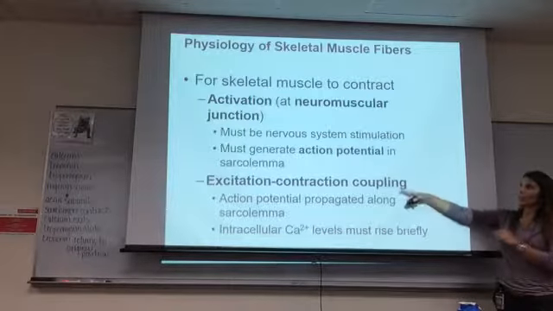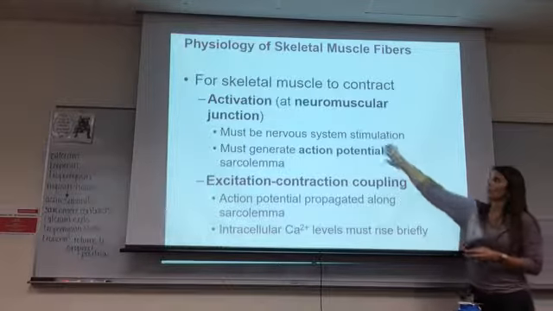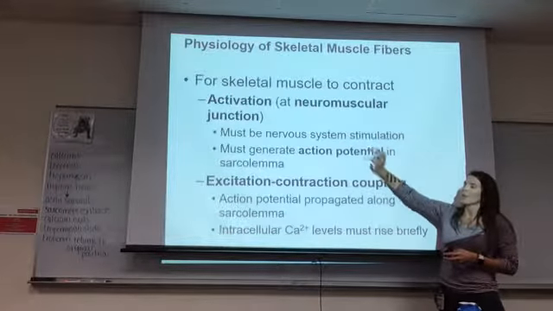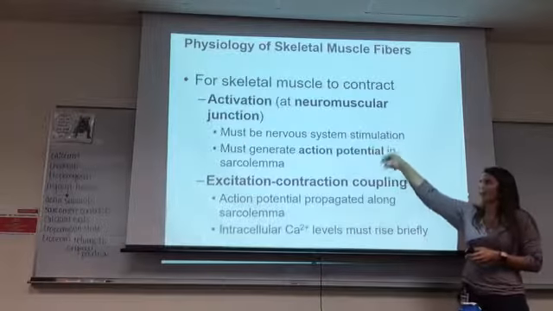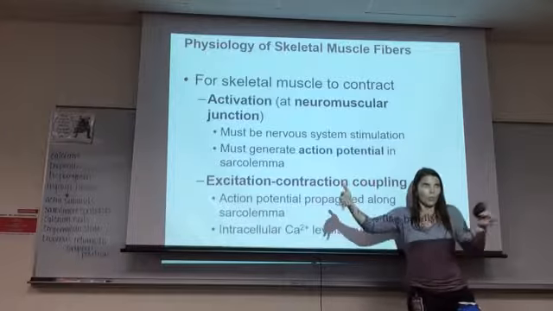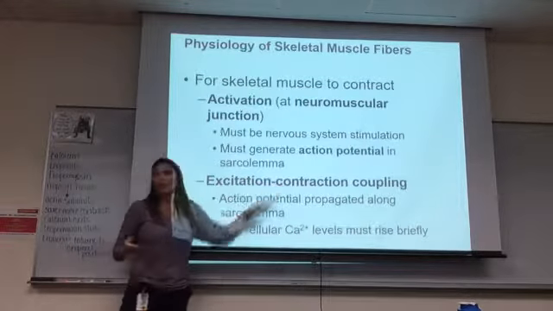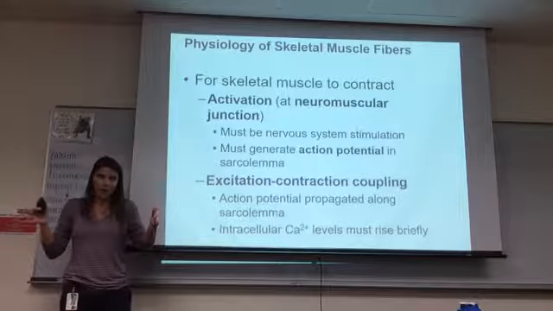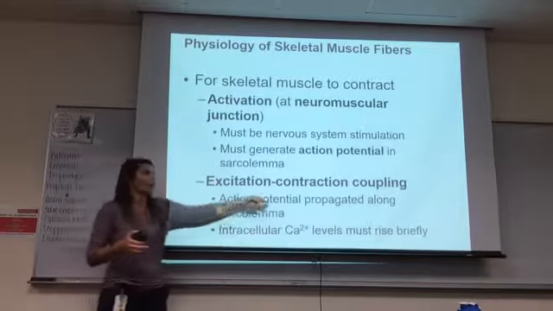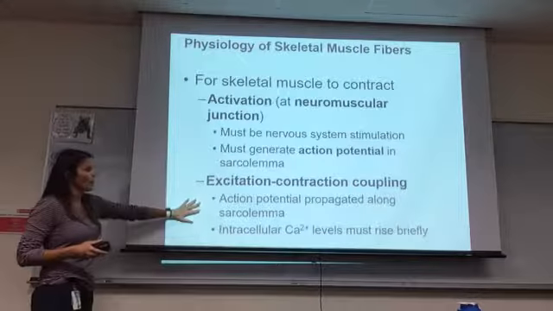Anyways, action potential, excitation, contraction, coupling. When you send that nervous system stimuli, that action potential, that's the excitation. The contraction is what we just covered. So the excitation is the electricity, the contraction is the sarcomere contracting. And they have to happen together, which is why it's called coupling. Okay, so this is step 1, this is step 2.